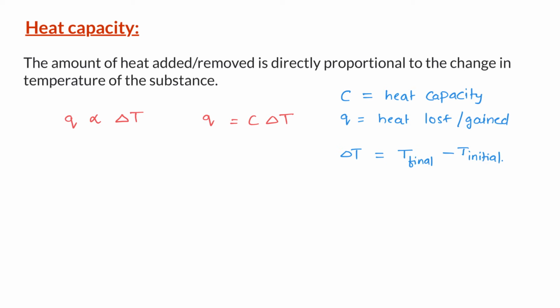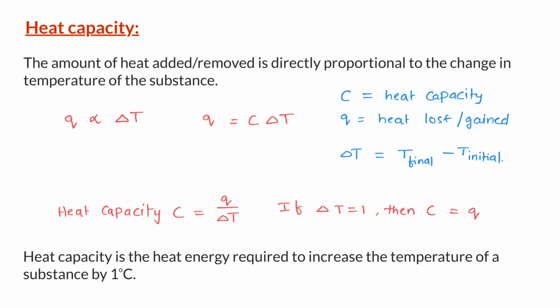Let us now define what heat capacity of a substance is. If we manipulate the above equation and isolate heat capacity on one side, we get C is equal to Q over delta T. Now, if delta T is equal to 1, then heat capacity is equal to the heat transferred. Now let us define what heat capacity is. The heat capacity is equal to the heat energy required to increase the temperature of a substance by 1 degree Celsius.